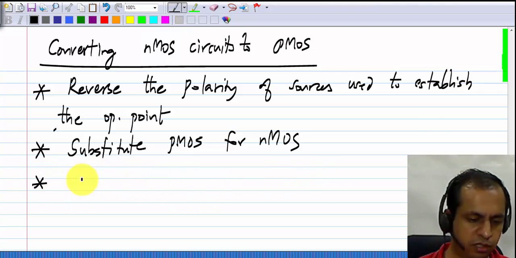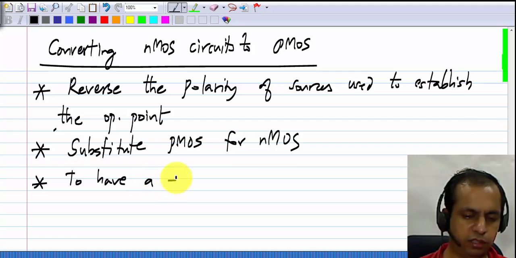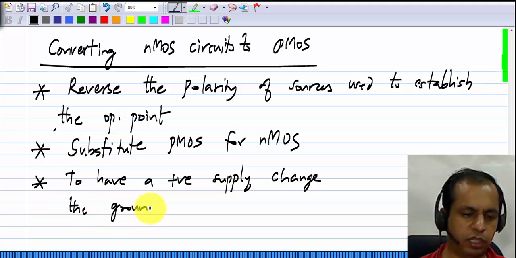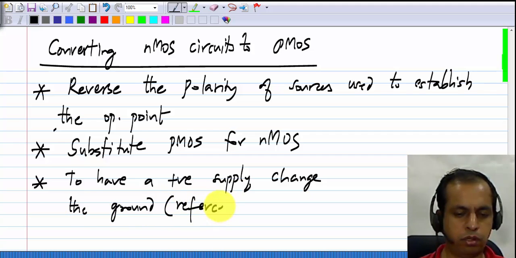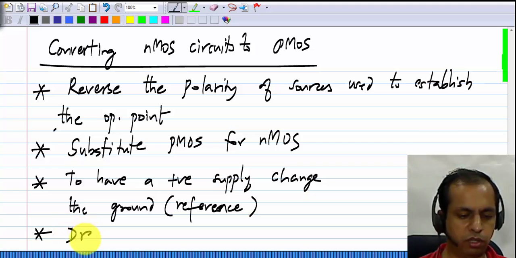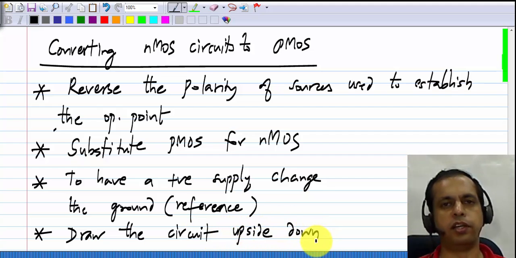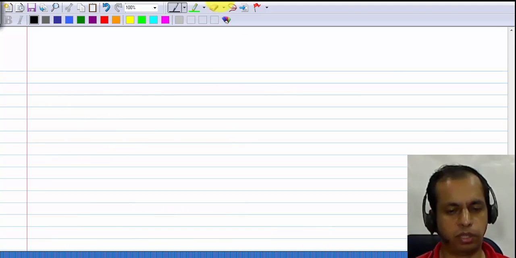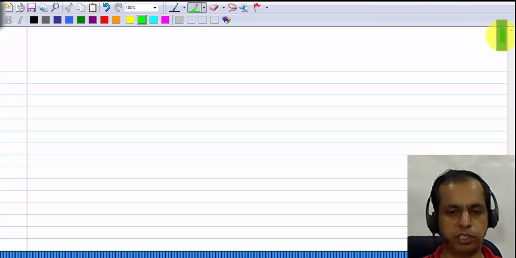and this next part is to have a positive supply, you change the ground, that is the reference, and just to follow the convention, you draw the circuit upside down. Now this is not strictly necessary, you could live with the other kind of drawing, but most of the time the drawings are done like this, with the ground at the bottom and positive supply rail at the top, so it's best to do this.